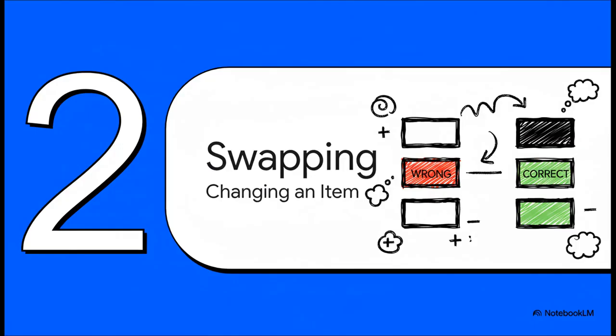All right, let's get practical. Let's say you've got a list, but there's a mistake. One of the items is just plain wrong. You don't need to add anything or take anything away. You just need to swap one thing out for another. So how do we do that?